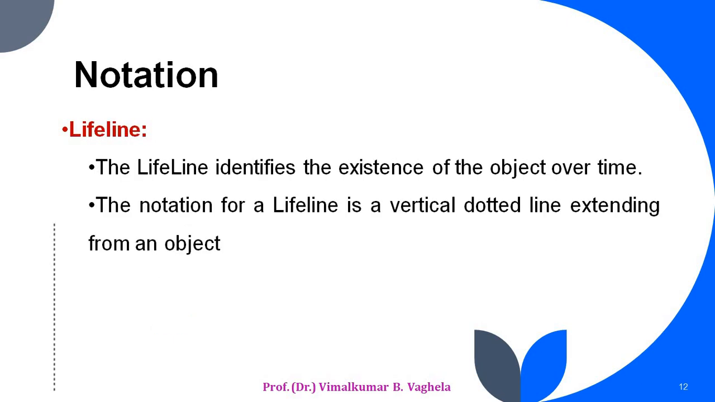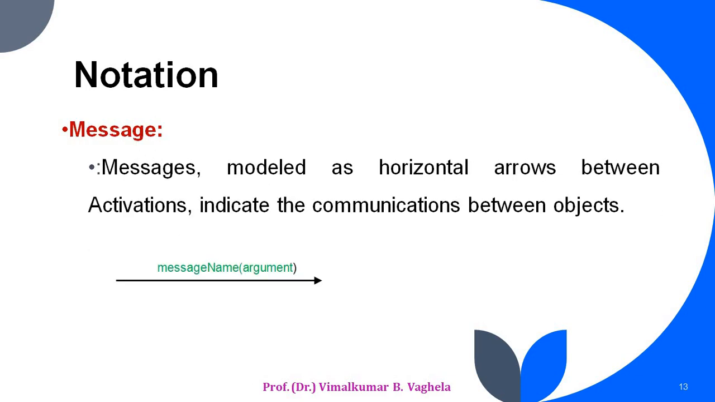The lifeline identifies the existence of the object over time. The notation for a lifeline is a vertical dotted line extending from the object. Somewhere a dotted line is used, somewhere they use a box also. Messages are modeled as horizontal arrows between activations, which indicate the communication between objects.